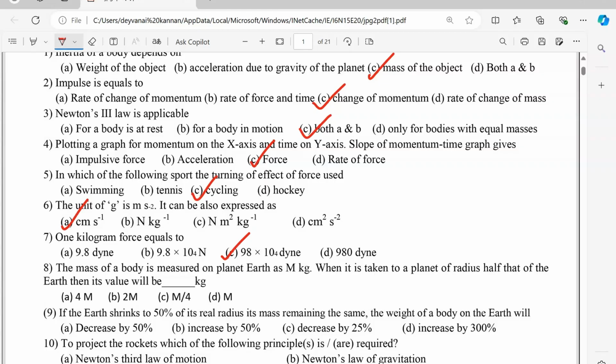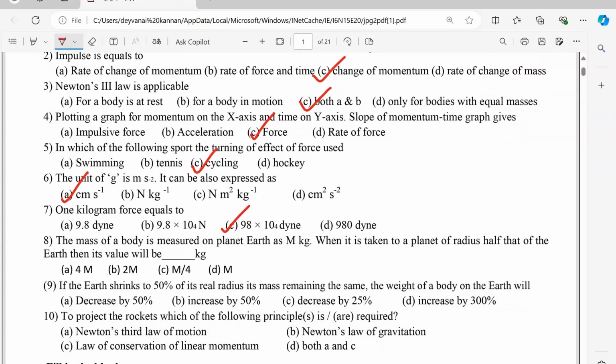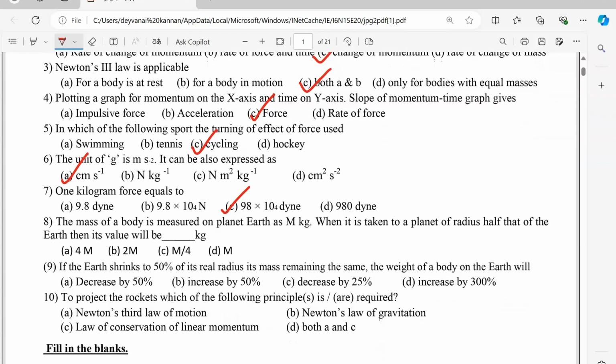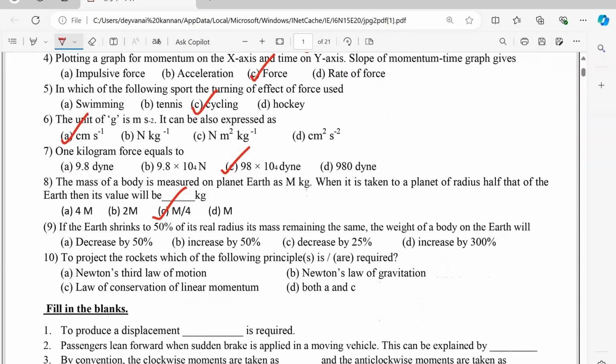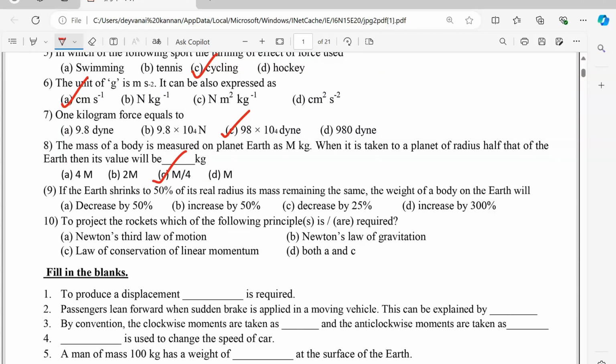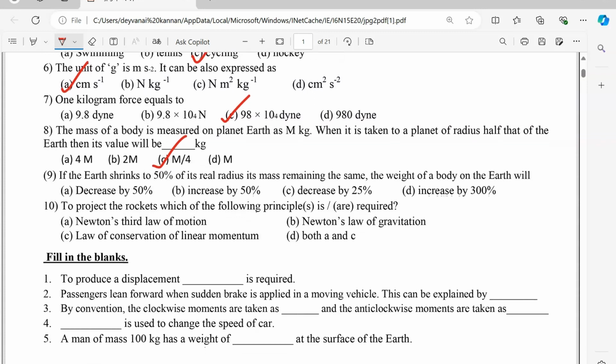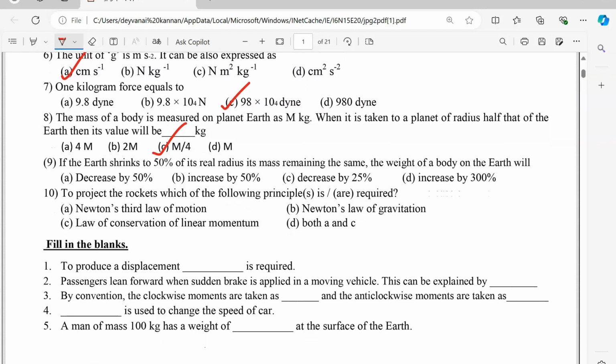The mass of the body is measured on planet Earth as m kg. When it is taken to a planet of radius half that of the Earth, then its value will be dash kg. C, m by 4. If the Earth shrinks to 50% of its real radius, its mass remaining the same, the weight of the body on the Earth will decrease by 25%.